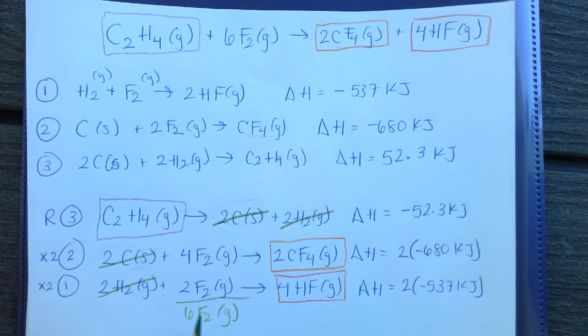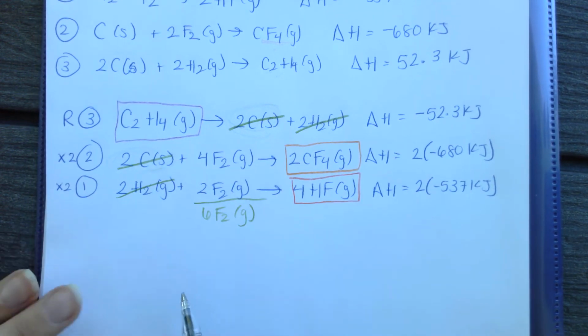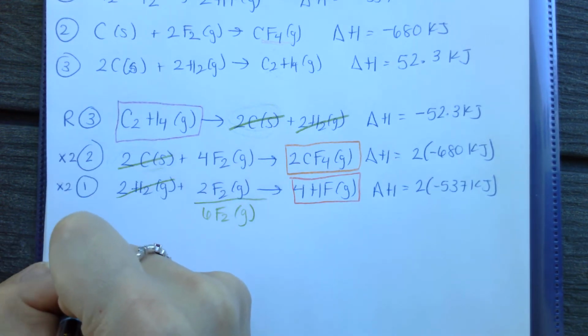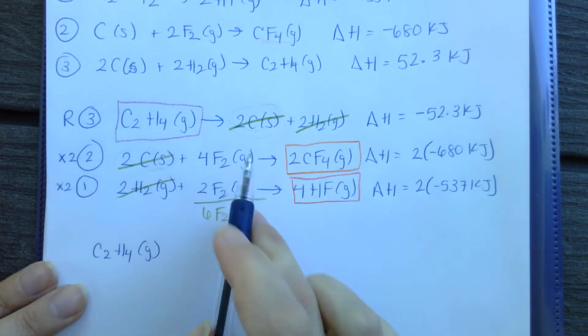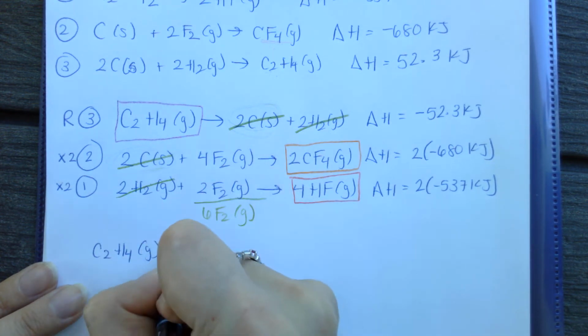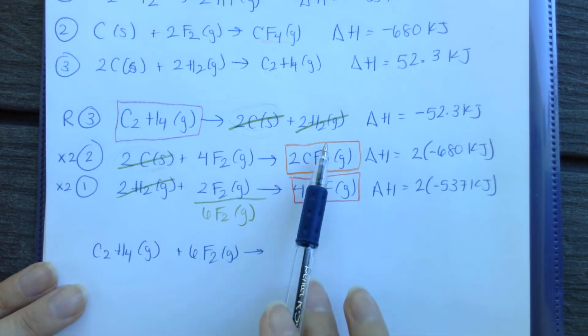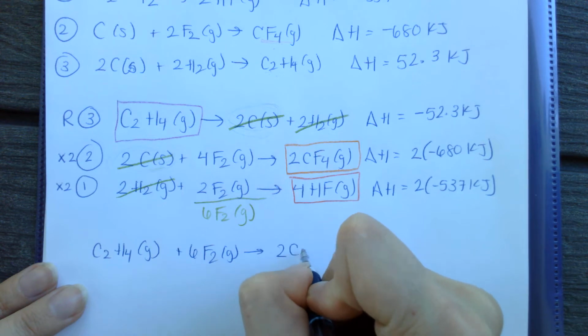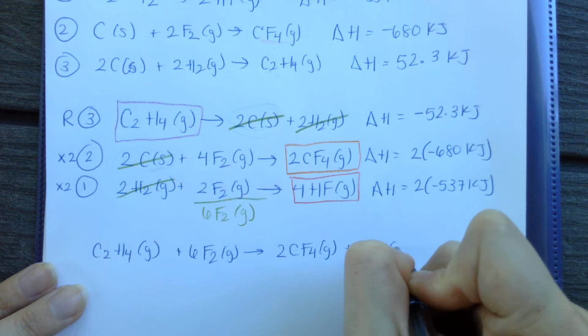So our fluorine worked out, and all of our extra added species here also ended up canceling each other out. So if we add all of our remaining pieces together, we have C2H4 gas, nothing else from here. Those were eliminated. Over here, we combine those. We have 6F2 gas. On the product side, we just have these 2 remaining, 2CF4 gas and 4HF gas.